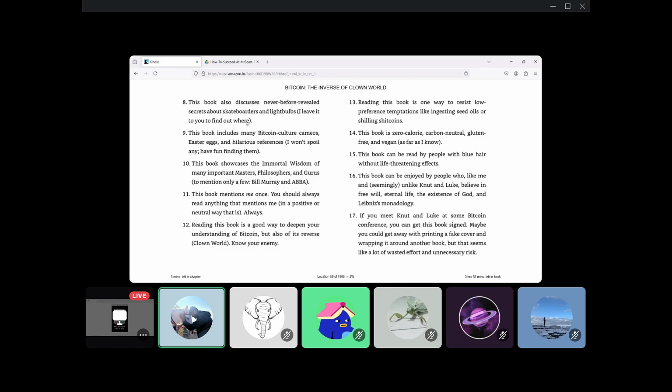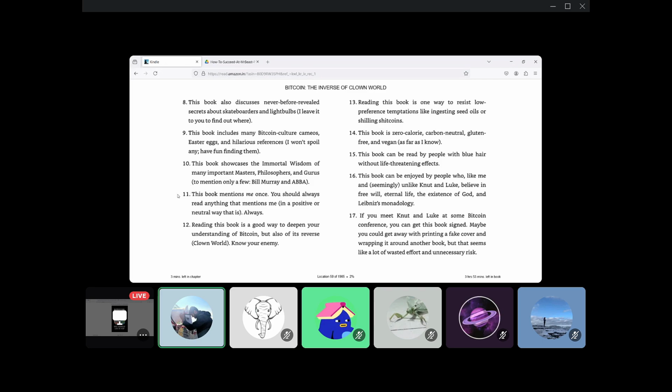This book also discusses never before revealed secrets about skateboarders and light bulbs. I leave it to you to find out where. This book includes many Bitcoin culture cameos, Easter eggs, and hilarious references. I won't spoil any, have fun finding them. This book showcases the immortal wisdom of many important masters, philosophers, and gurus. To mention only a few, Bill Murray and ABBA.